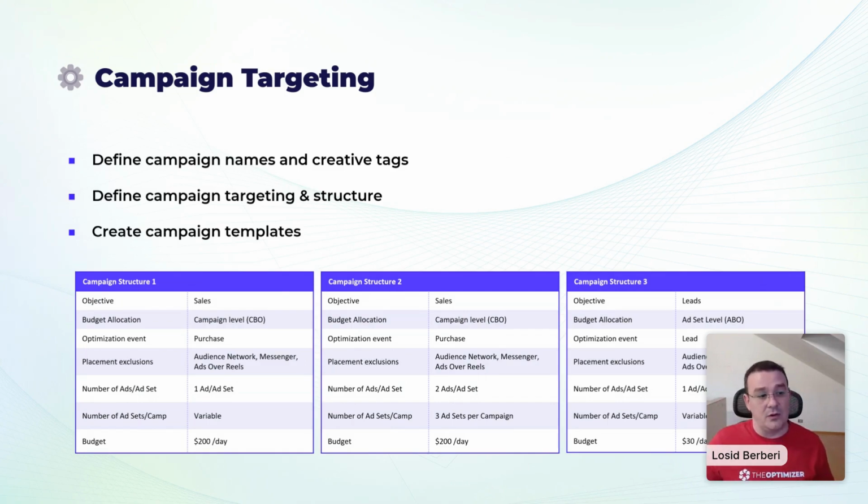So without having to waste time on that, we are going to go over 3 main templates today, which is going to be 2 CBO campaign structures optimizing for purchase. One will have 1 ad per ad set. Another one is going to have 2 ads per ad set and 3 ads per campaign. Both of them are going to have $200 a day of daily budget. And the third structure is going to be a leads campaign, just for the sake of bringing up a different event. We're going to set the budget on the ad set level, and we're going to allocate $30 a day per ad set, and each ad set is going to have just 1 ad.